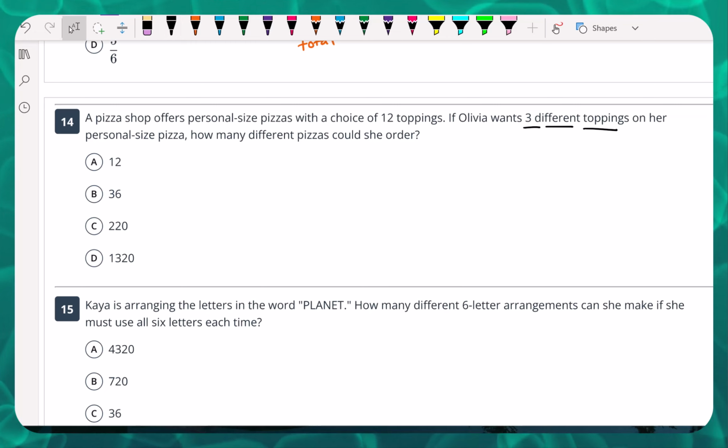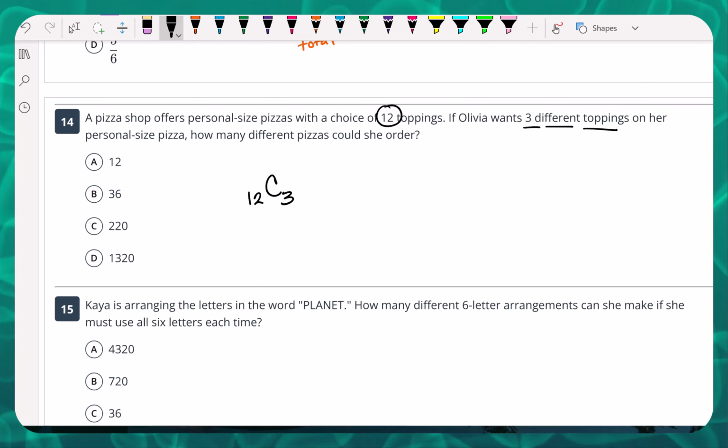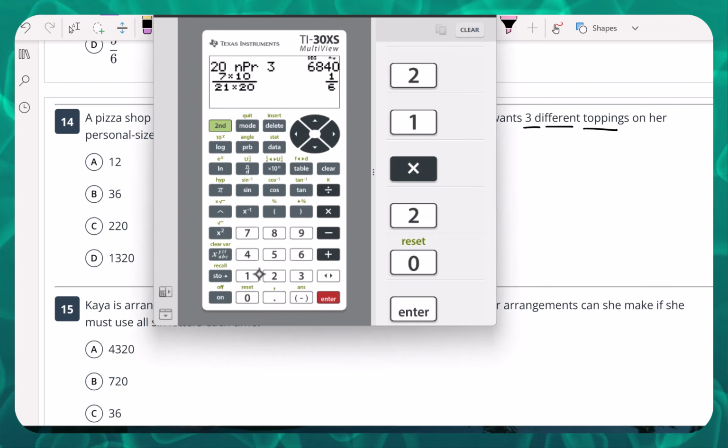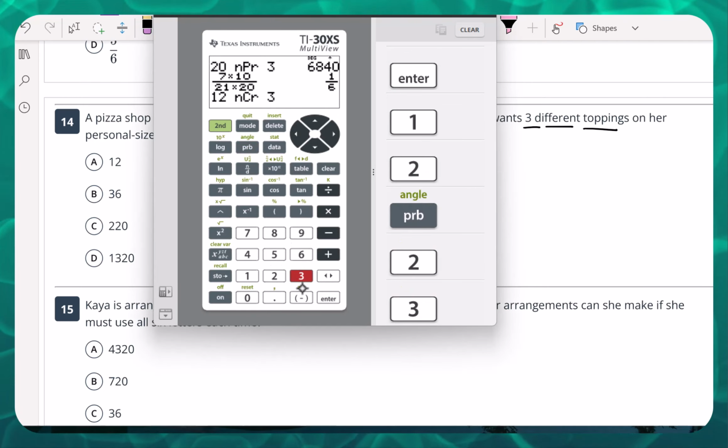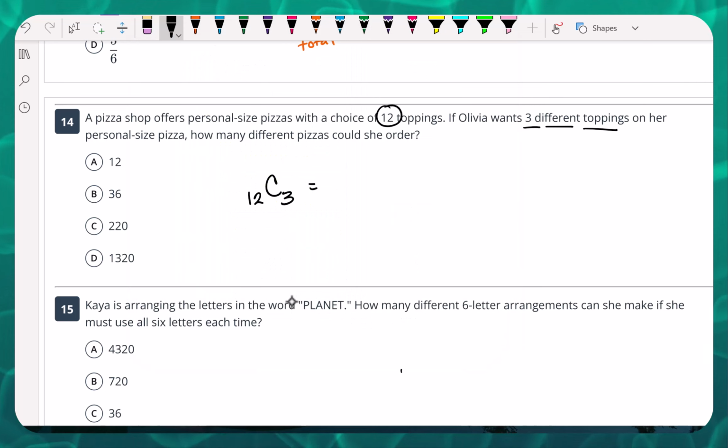So I'm going to do 12 total toppings, and I'm going to choose 3. The order does not matter. You just know that that pizza is going to have those 3 toppings on it, and that's all you care about. So let's type that in our calculator. 12 choose 3. 220 possibilities.